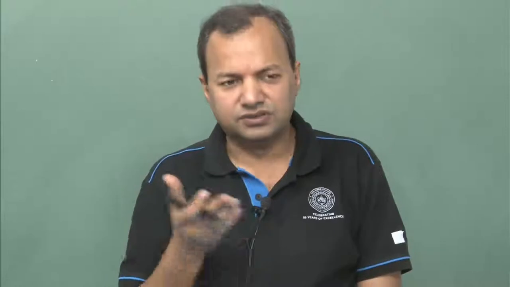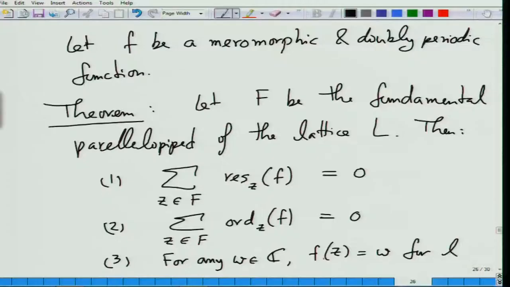Then order is defined to be 0. Residue and order both are defined to be 0 if there is... well, residue is obviously 0 now, but order is also defined to be 0. And third, another very interesting property, that f is a surjective map.